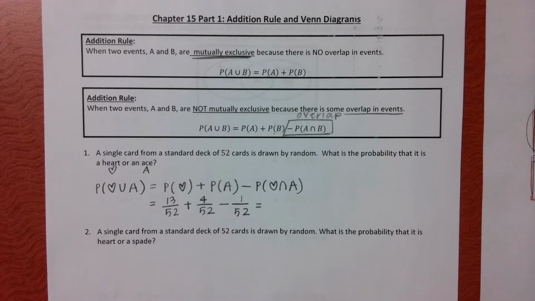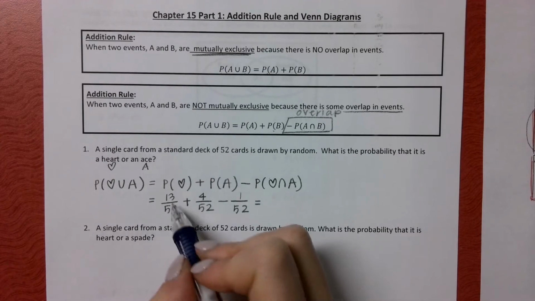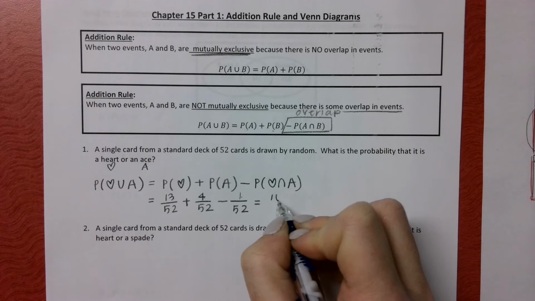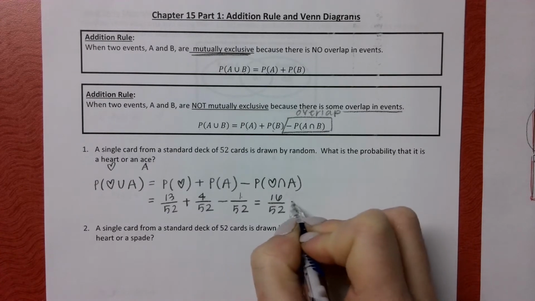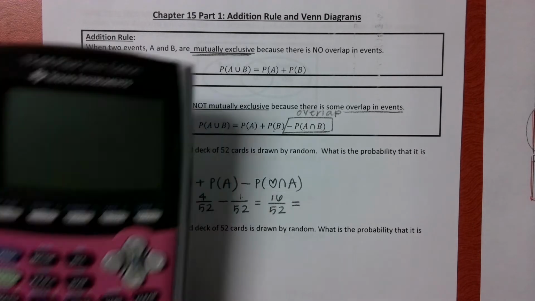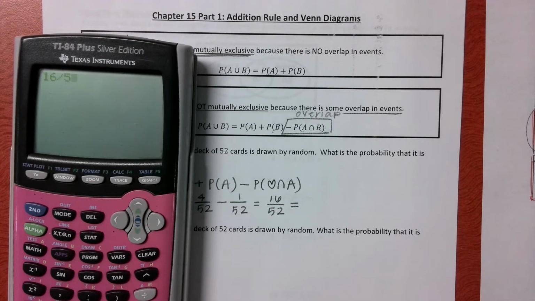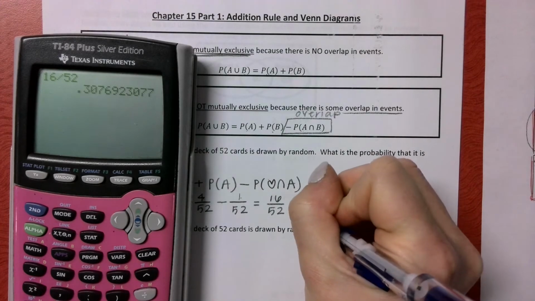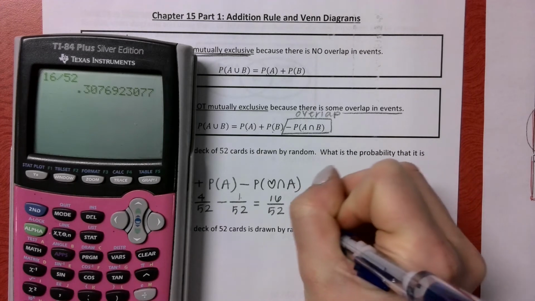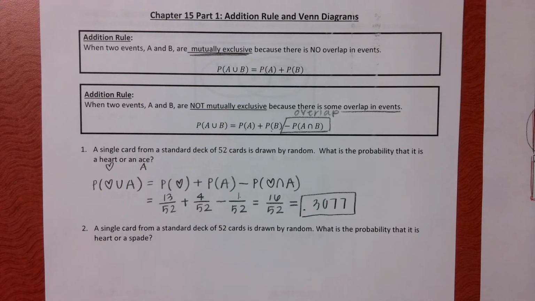There's multiple ways that you can do this. I personally like to simplify the fractions before typing in my calculator. So 13 plus 4 would be 17, minus 1 gives me 16 out of 52. And then I can type 16 out of 52 into my calculator to give me 0.3077. So looking at a standard deck of cards, there's about a 30% chance that I pick either a heart or an ace.